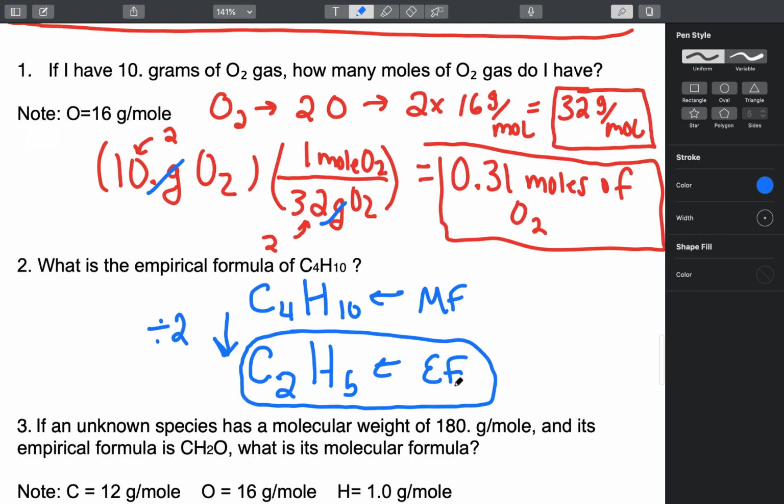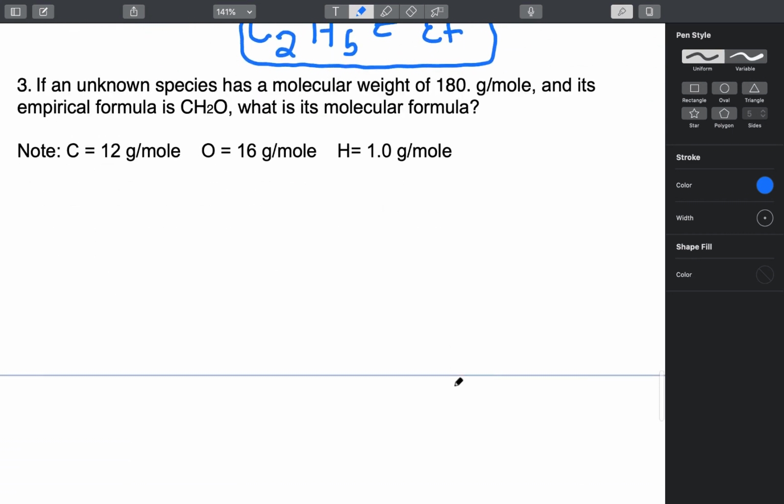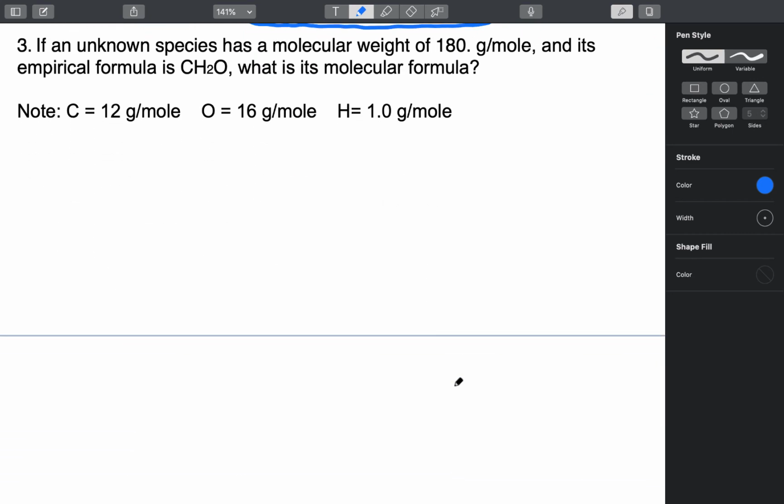Okay, so here's the last problem. This is the hardest one. If an unknown species has a molecular weight of 180 grams per mole and its empirical formula is CH2O, what is its molecular formula? And I put all of the corresponding molar masses that you should use here. I encourage you to pause the video and try it for yourself. Okay, so let's do this together.